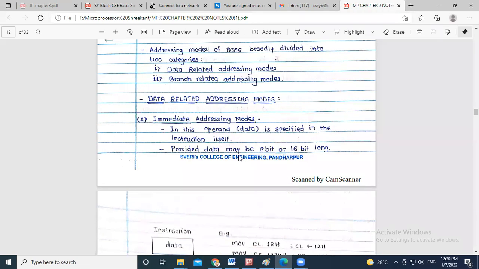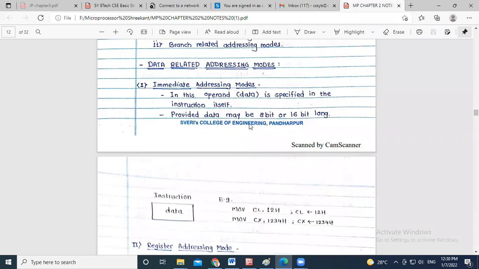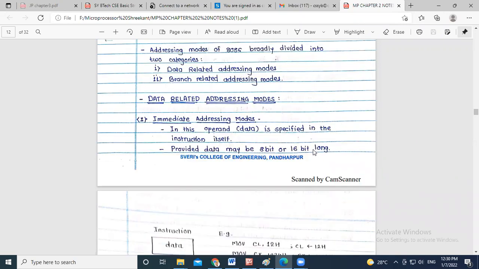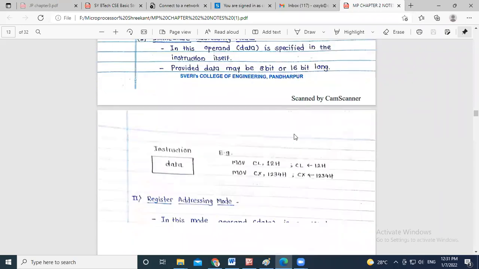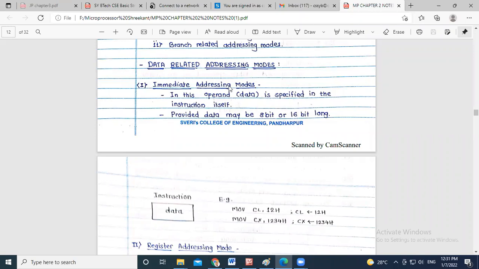That's why it happens immediately, and the data provided may be either 8-bit or 16-bit long, because the 8086 is a 16-bit processor and it obeys all the rules of the 8085. The 8085 is 8-bit. So the immediate addressing mode of the 8086 supports 8-bit as well as 16-bit data. 8-bit means higher byte 8-bit and lower byte 8-bit; 8 plus 8 becomes 16-bit again. So the instruction format of immediate addressing mode is just one instruction with the data.